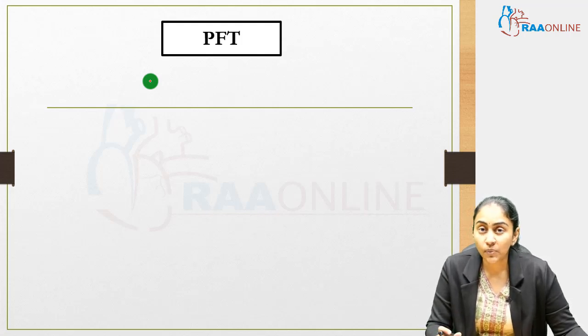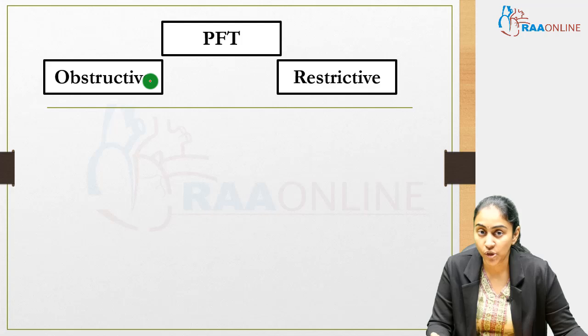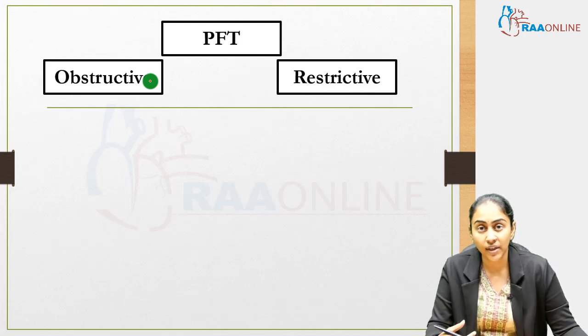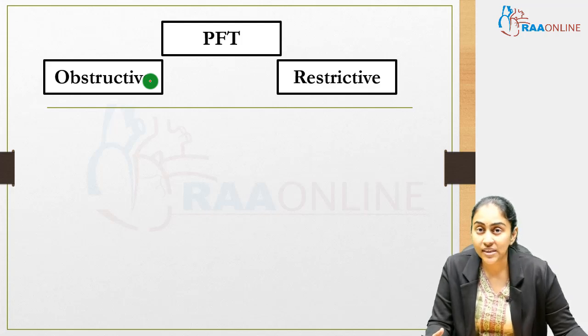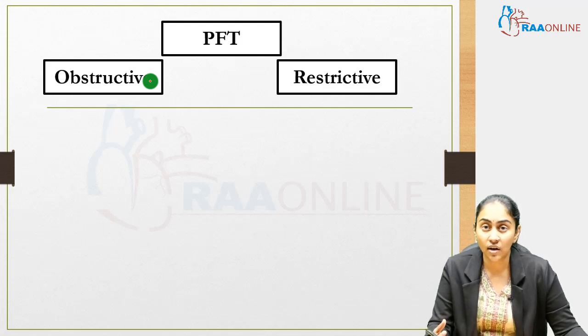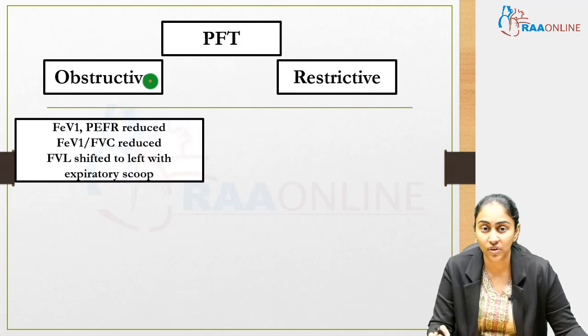Generally, when you look at the PFT, there are two things we should know. Either the PFT will reflect an obstructive pattern or it will reflect a restrictive pattern. Obstructive patterns you will see in diseases like bronchial asthma and COPD, whereas restrictive patterns you will see in diseases like interstitial lung disease or sarcoidosis, or even in obesity. These are the two broad patterns that you are trying to figure out when you read a PFT report.